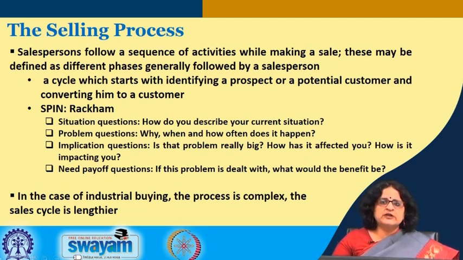Now, salespersons will, as I said, follow a sequence of activities when they make a sale, and these may be defined as the different phases which a salesperson would follow. It would be a cycle which will start with identifying a prospect or a potential customer and converting him to a customer. What we are talking of here typically is a B2B scenario. We are going to talk more in terms of the industrial buying process or the organizational buying situation.